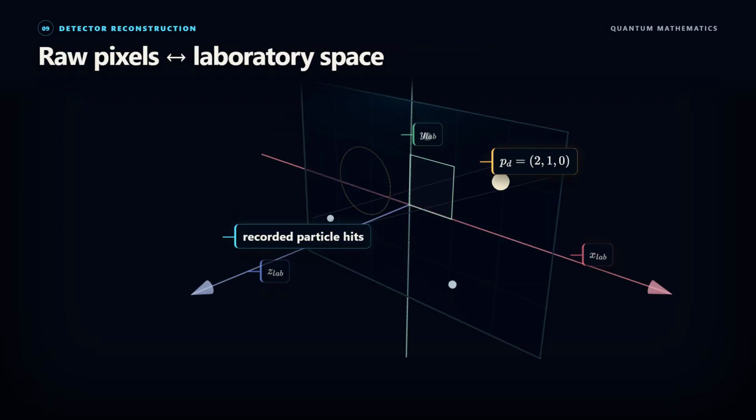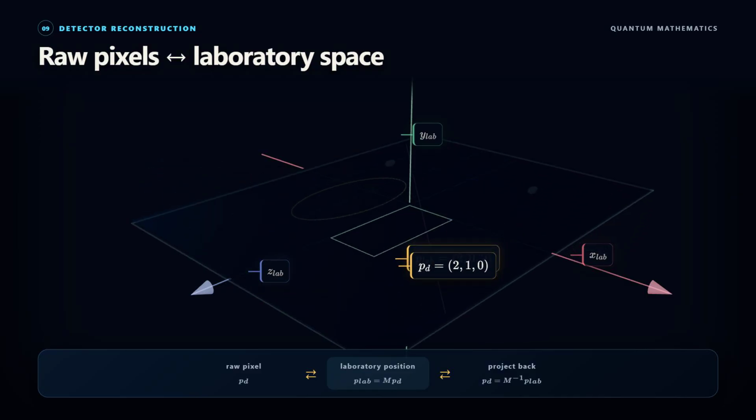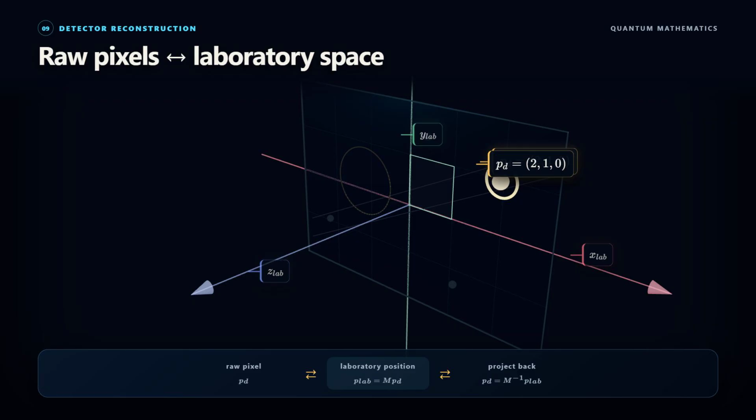Return to the particle detector. A real reconstruction system may process thousands of hits. Matrix M converts every raw address into the laboratory frame with one calibrated, tested rule. Its inverse lets an engineer project a laboratory prediction back onto detector pixels, compare prediction with measurement, and diagnose a misaligned sensor. Composition builds a trustworthy pipeline.